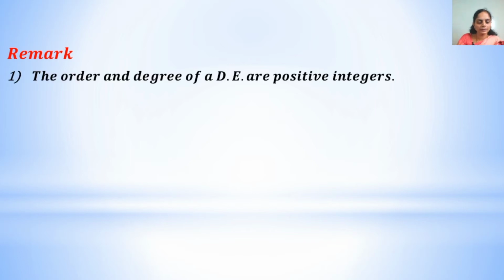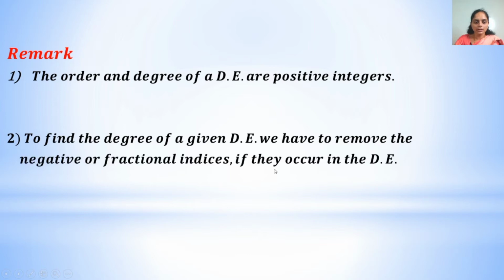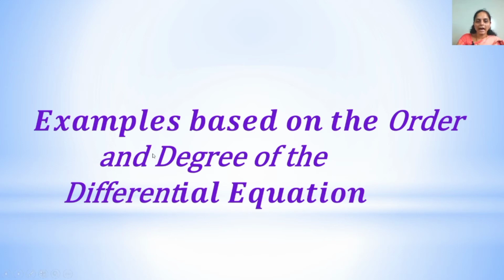To find order and degree, there are two remarks. It is very important for order and degree. First remark is the order and degree of a differential equation are positive integers. Second remark is to find the degree of a given differential equation, we have to remove the negative or fractional indices if they occur in the differential equation. These are the two important remarks. Now we see some examples based on the order and degree of the differential equation.